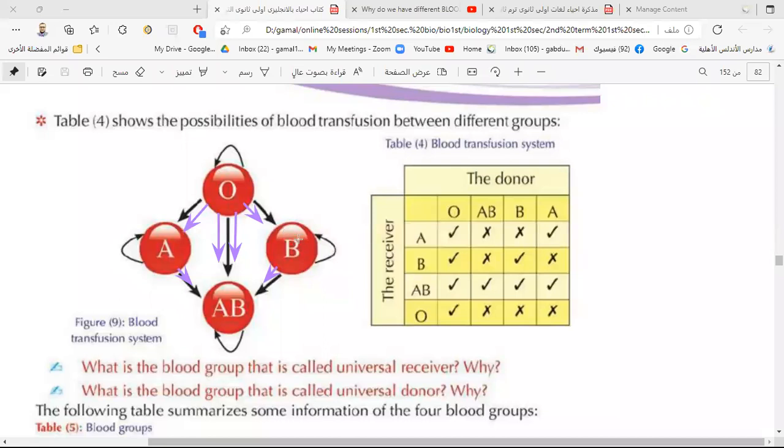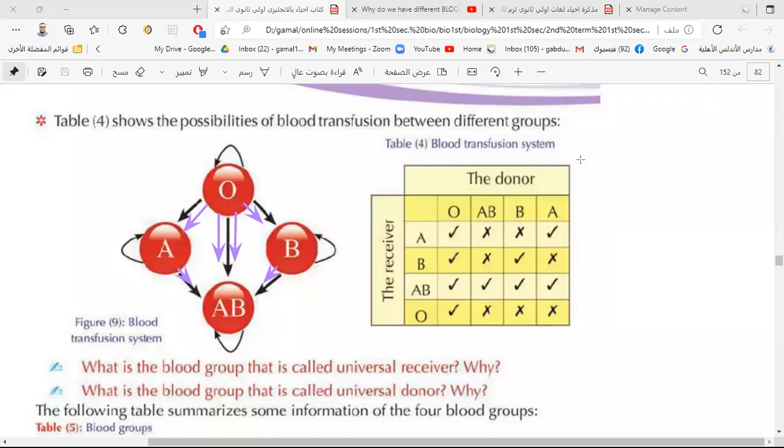They receive blood from themselves. A and B can receive from themselves, meaning the same blood group, and they can receive blood from O, and they can give blood to themselves and can give blood to the AB group.